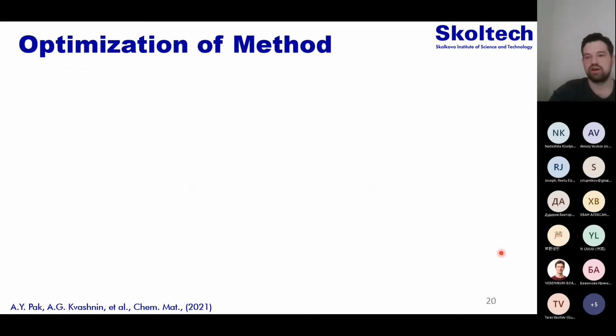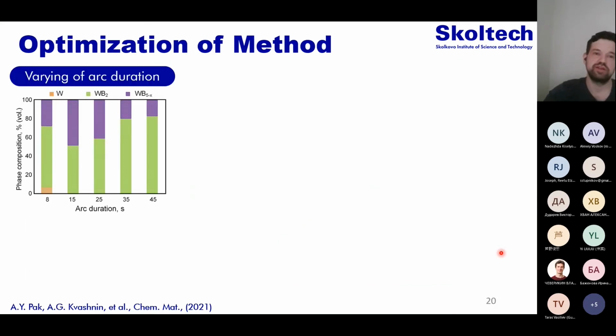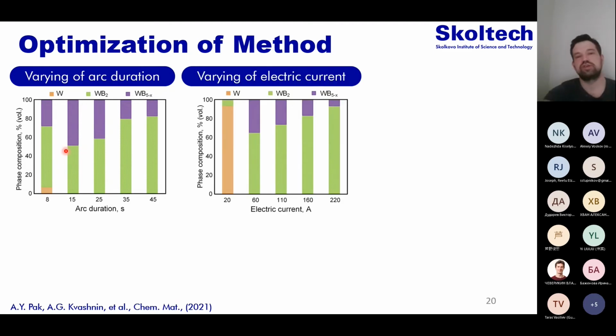So here we have 4 more parameters. One of them is arc duration, as we have an arc reactor. We changed the duration of the arc plasma, and by using an arc duration of about 15 seconds, we can easily obtain 50% of tungsten boron 5, as you can find here. Then we also can vary the electric current, and you can see that if we increase the electric current, the amount of tungsten boron 5 decreases. So the optimal value for this parameter is about 60 ampere.